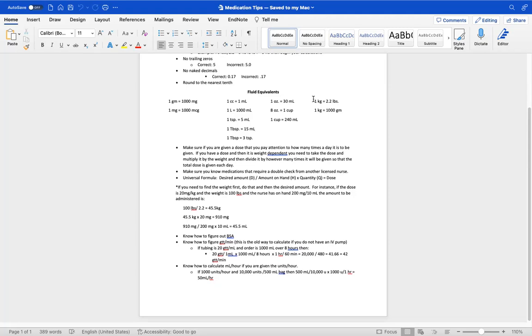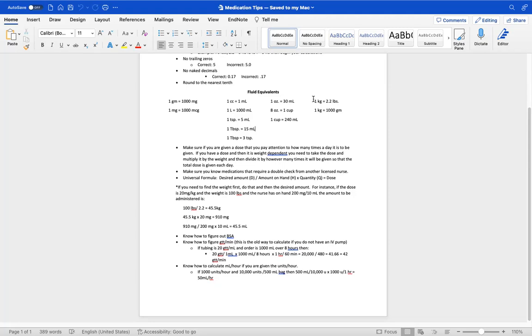So if it's every 24 hours, you're going to have to break that down into whatever the EMR system is telling you, whether it's twice a day, once a day, 3 times a day, 4 times a day. Make sure that you pay attention to how many times a day in 24 hours.